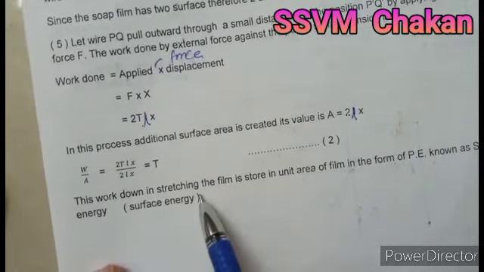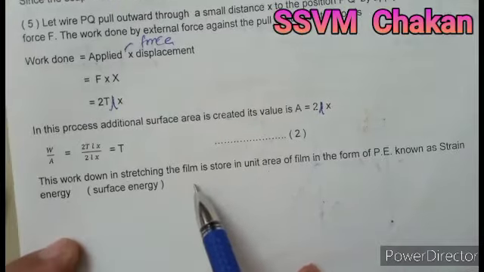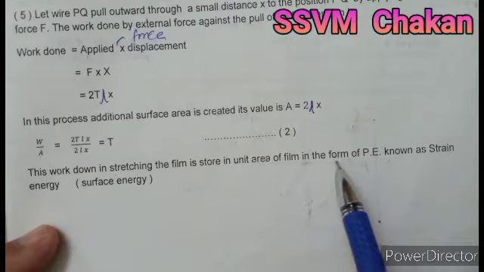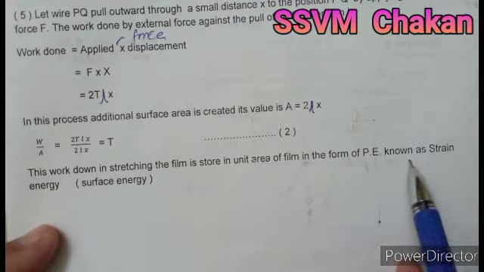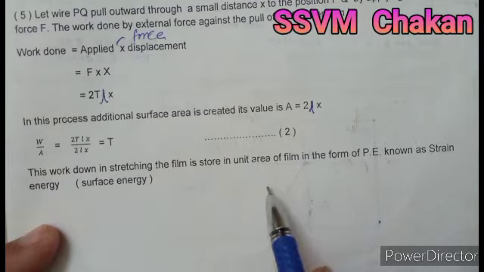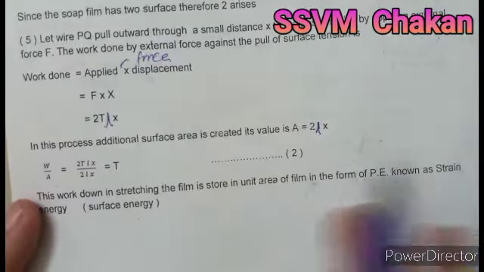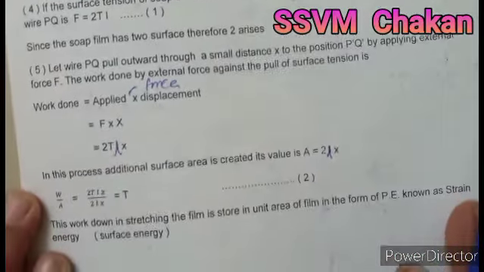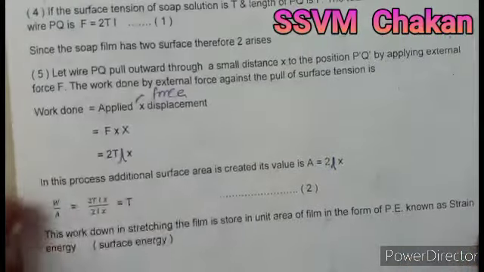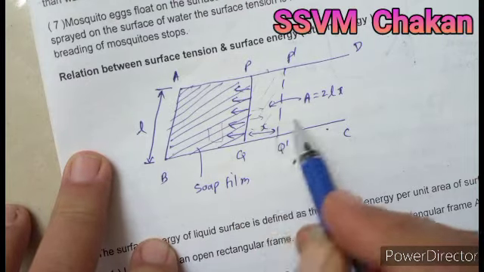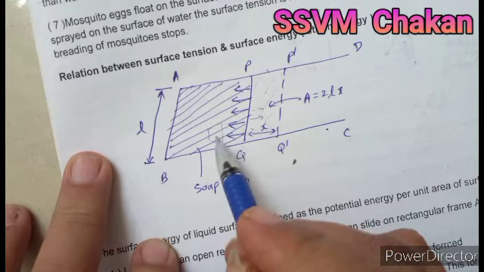This work done in stretching the film is stored in a unit area of the film in the form of potential energy called strain energy. So this W divided by A is known as strain energy or surface energy. That means excess energy stored in a film, whatever energy is stored in its unit area because of this applied force, is called strain energy or surface energy.